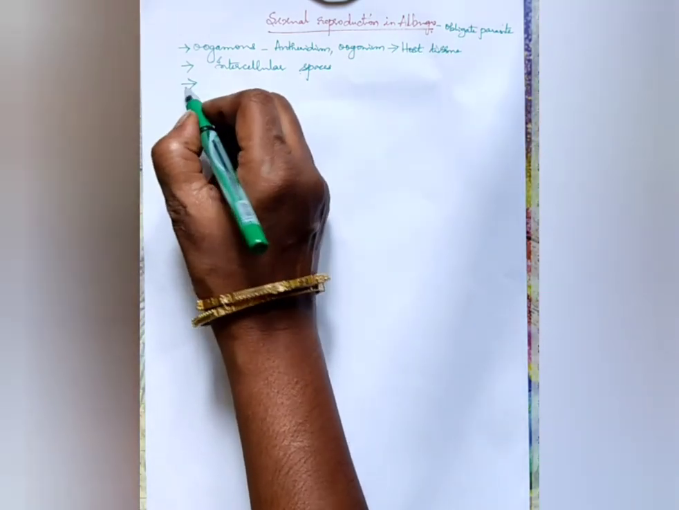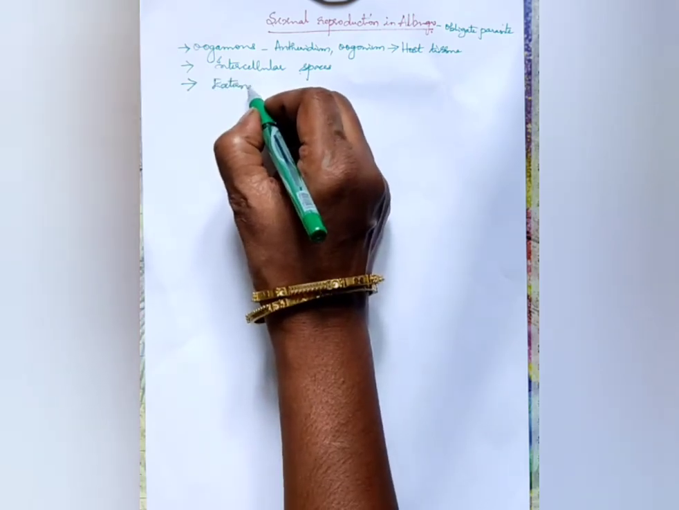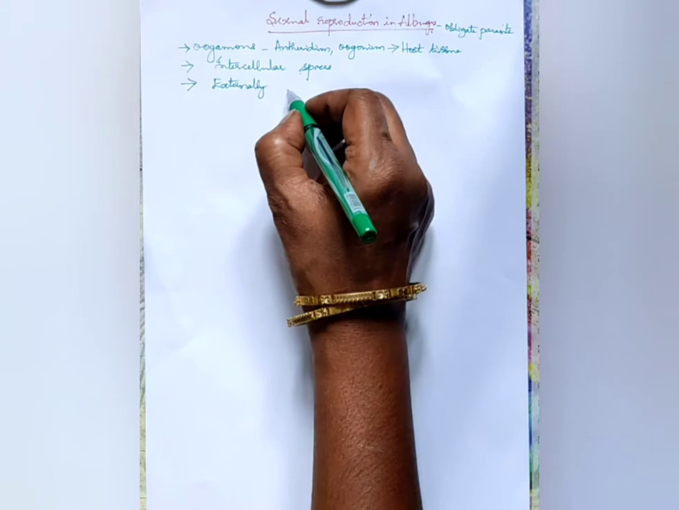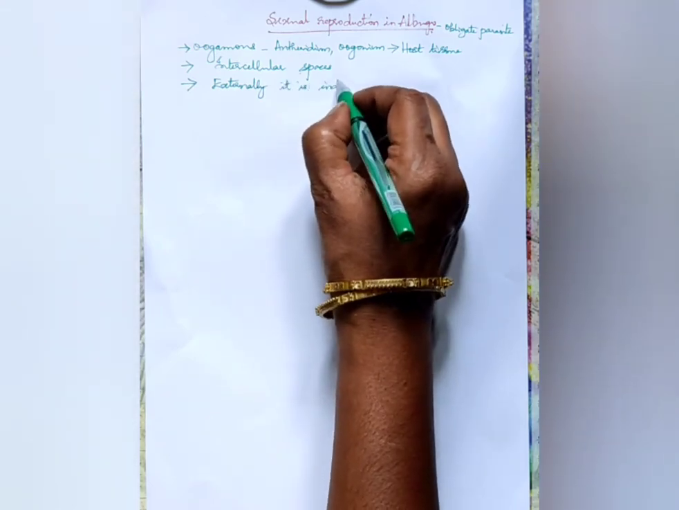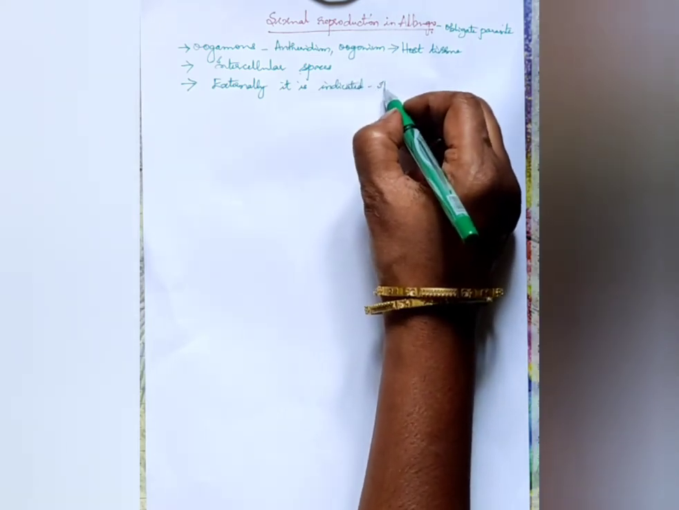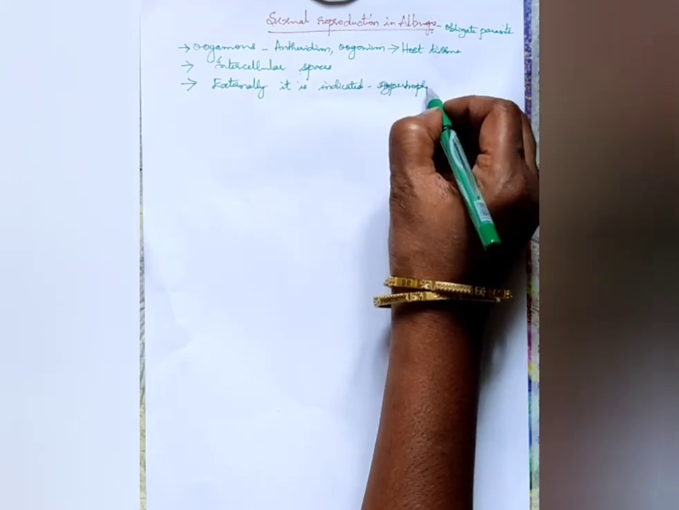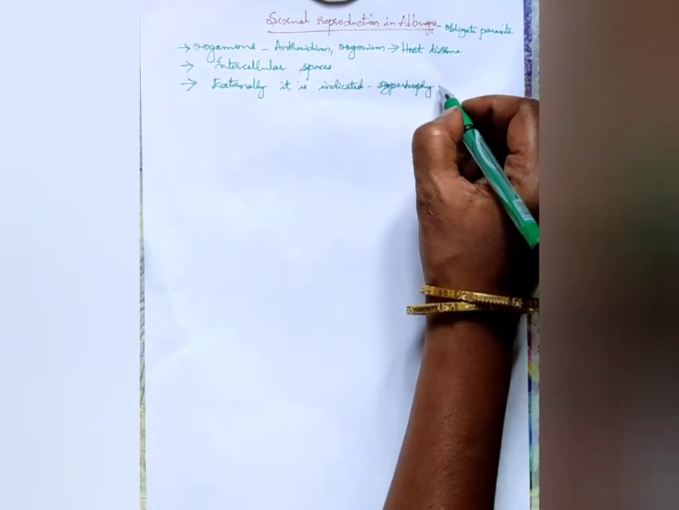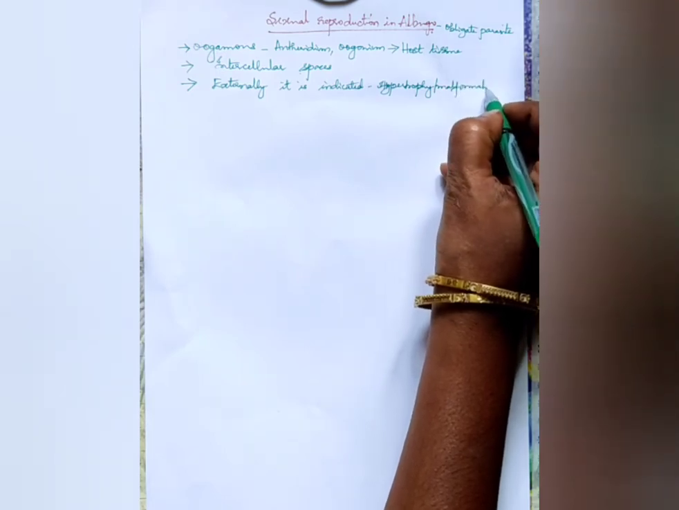Externally, when these antheridia and oogonia are produced, it is indicated outside by the formation of hypertrophy. Hypertrophy means the swelling, excess growth or malformation of the host tissue.